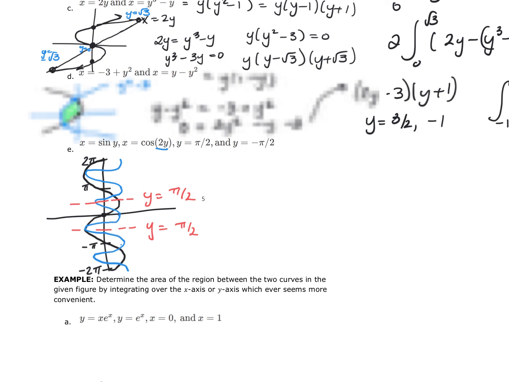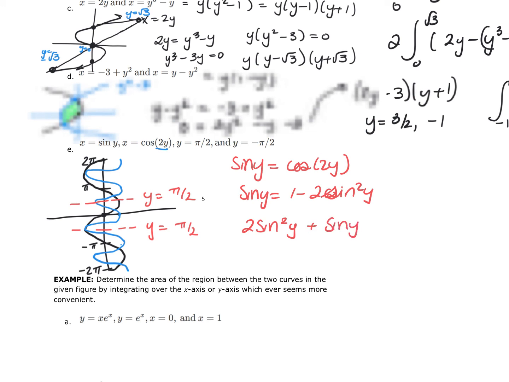So what I need to do now is I need to set these equal to each other: the sine of y is equal to the cosine of 2y. So I have the sine of y, I'm going to get my double angle out, and this is going to be 1 minus 2 the sine squared of y. So I have 2 the sine squared of y plus the sine of y minus 1 is equal to 0. I'm bringing everything to the left-hand side. This kind of looks like 2u squared plus u minus 1, which we know factors.